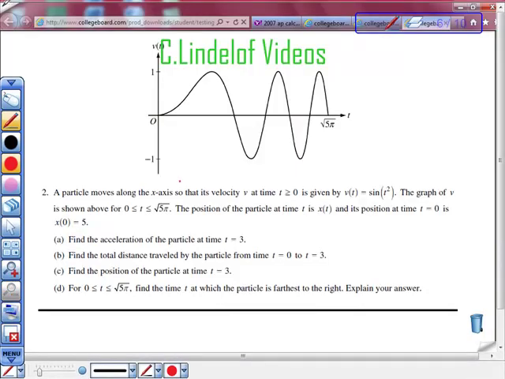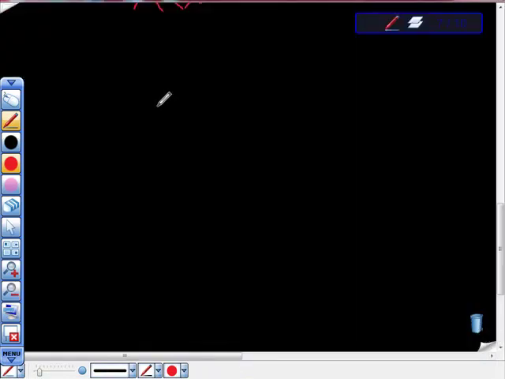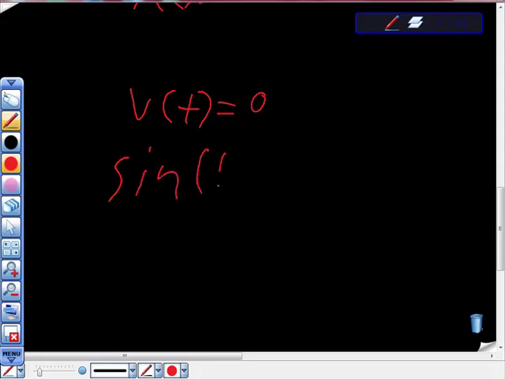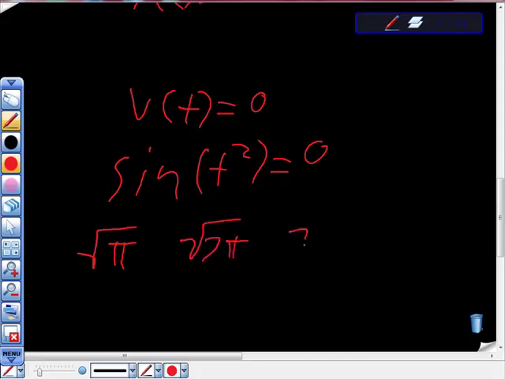Next we're going to do our last part, part D. This is asking us, in the range of 0 to square root 5 pi, to find the time t when the particle is furthest right, and then explain the answer. To do this, we know that when v of t equals 0, the velocity is 0, which means the particle is going to be changing its direction. Because of this, we want to find when sine of t squared equals 0, and for that we get square root pi, square root 3 pi, and square root 5 pi.